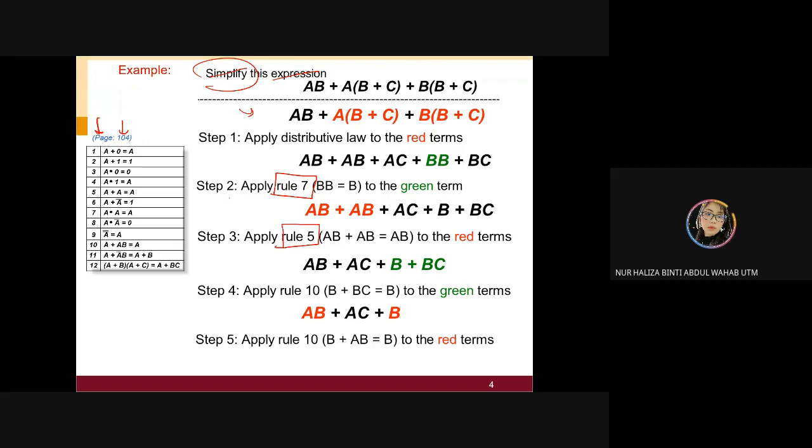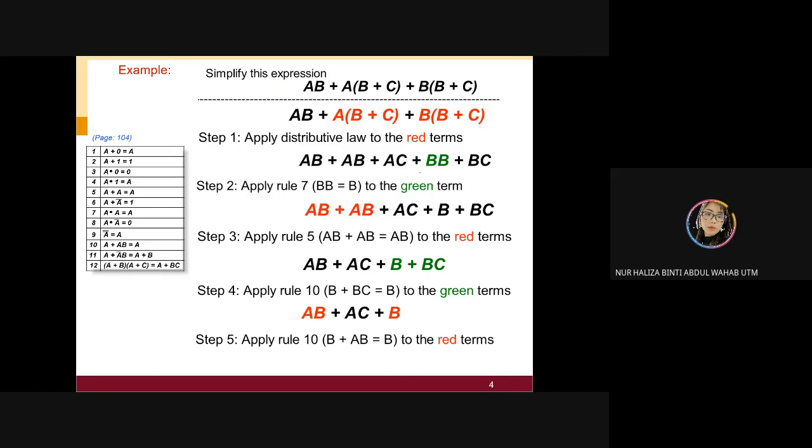Sometimes you not only follow similar rules. You can see over here, in step number 2, you apply rule number 7. In step number 3, you apply rule number 5. Sometimes you no need to follow exactly similar things. That's why you are free to use all these rules. Sometimes you follow this rule, but sometimes you don't use this and use rule number 2 instead. So let me show you a different way.